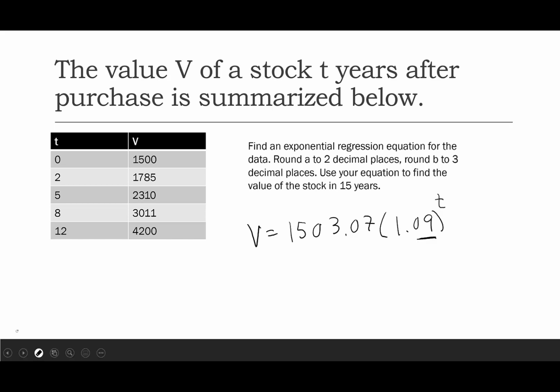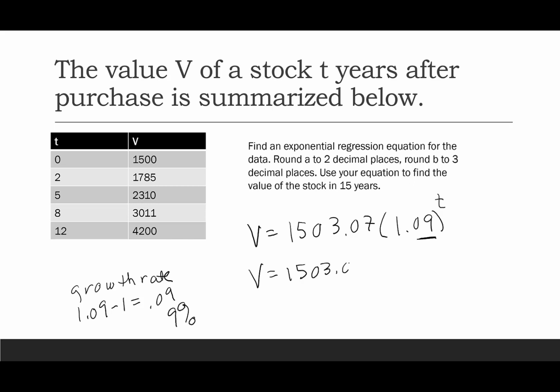If I ask you for the growth rate, remember that you are going to subtract 1 from the 1.09. So 1.09 minus 1 says 0.09, which is 9%. So pretty good investment if you can get a 9% return. Then we want to do a projection of what will happen in 15 years. In 15 years, we have 1503.07 times 1.09 to the 15th. This gives me a value of $5,474.91.